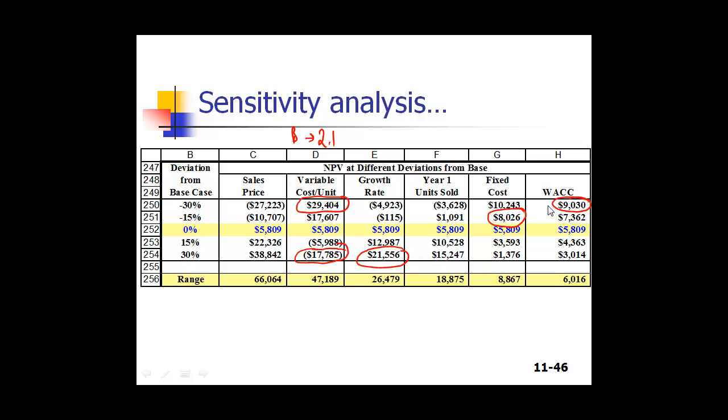Why is it that for some variables, when they go down the NPV goes up, whereas for other variables, when the variable goes down, like sales price, the NPV goes down, but here the NPV is going up?